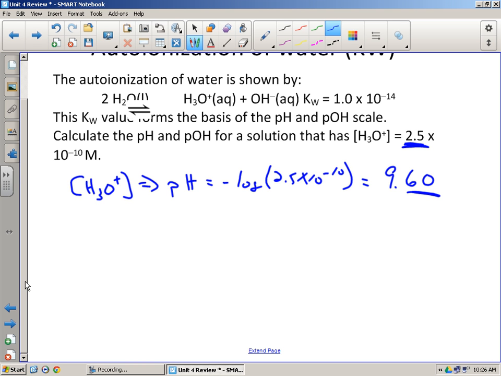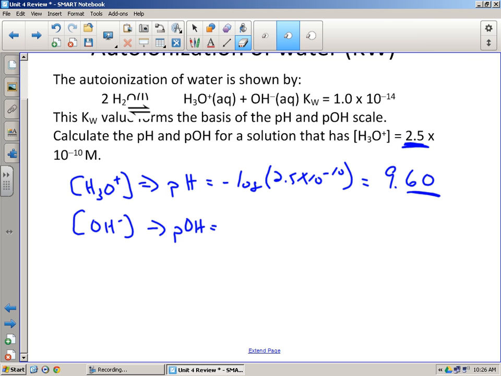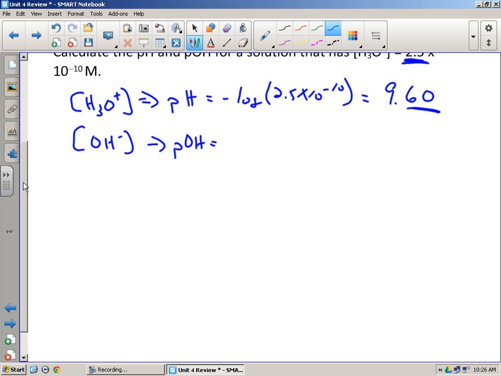And of course, a couple ways you could figure this out. I'll do this. Hydroxide ion concentration, of course, gives me pOH. If I wanted to do that, well, first things first, like I said, there's a few ways you can do this. This is the more complicated way.